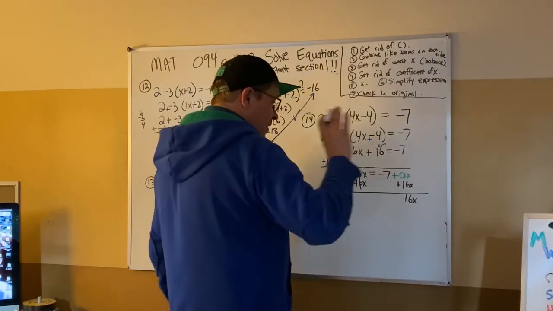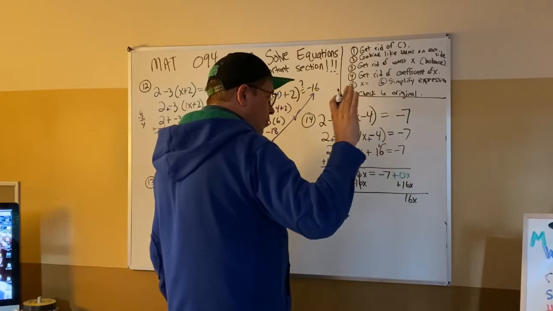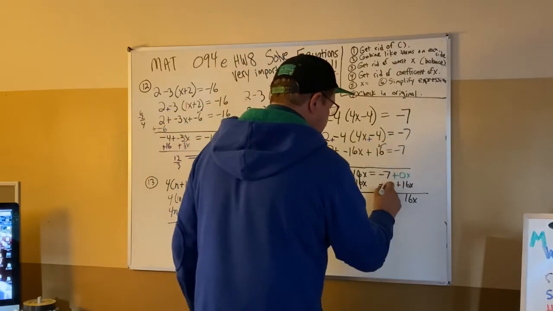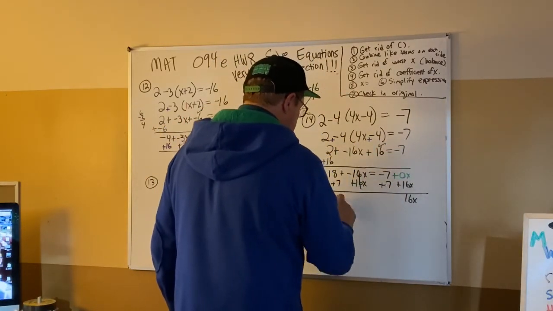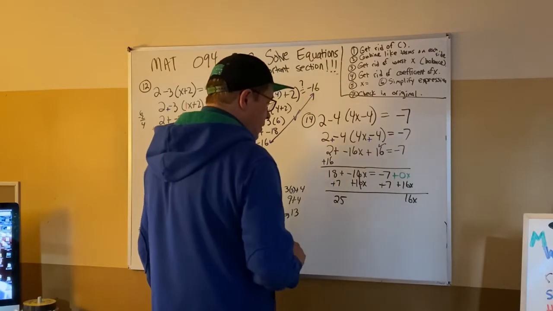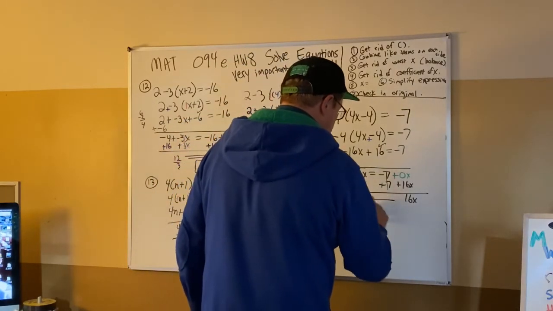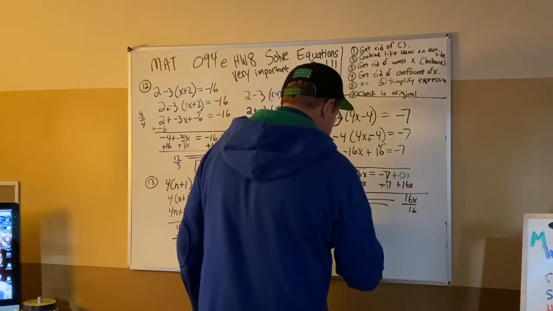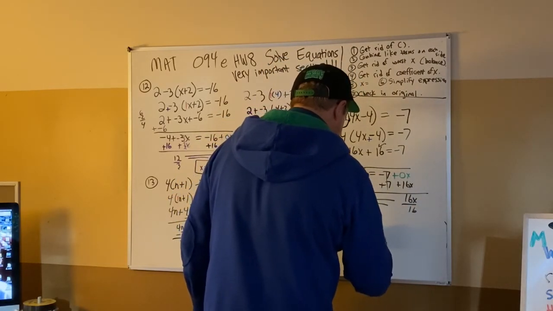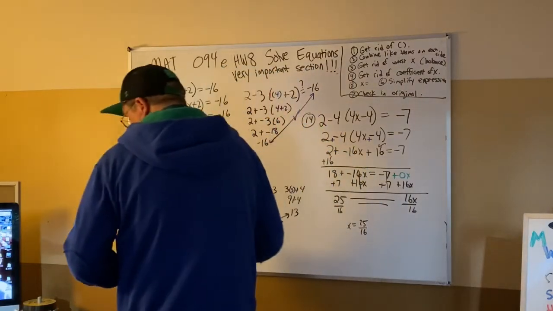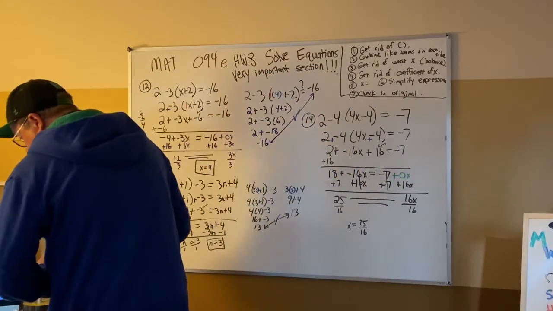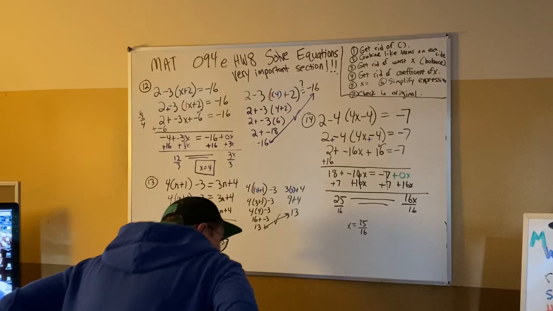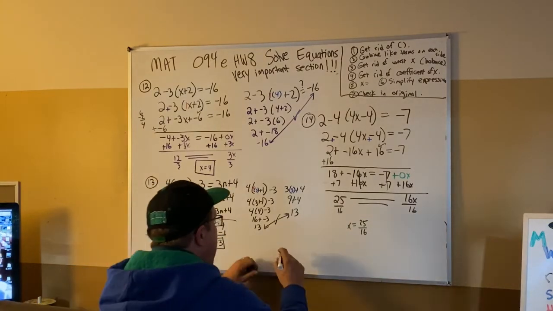Now, 16x is on the right side. Only x's can be on the right side, which is why we do plus 7, and we get 25. That's out. Divide by 16, divide by 16, x equals 25 over 16. That's what I think my answer is. All right. Let's find out if it works.